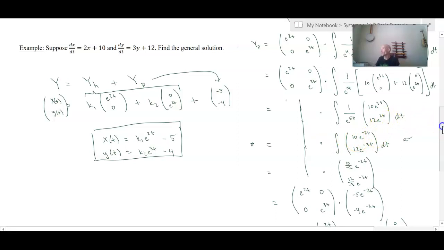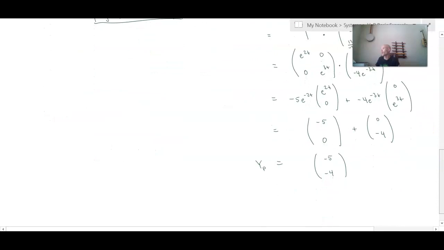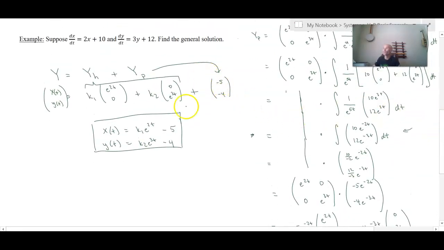Fortunately for us, everything worked out really neatly here because of all the constants that we had, and we ended up with a really convenient y particular.